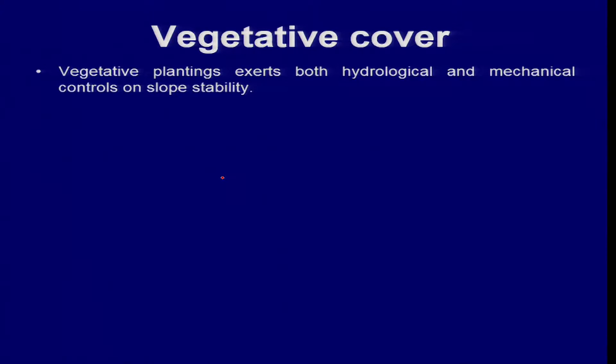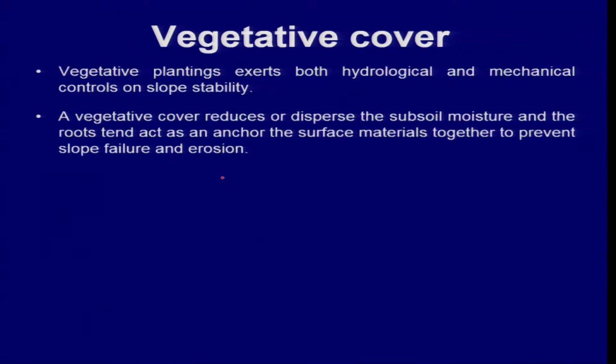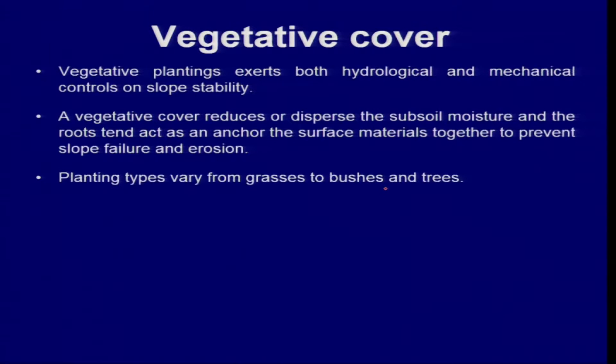Vegetation cover is another way of protecting the slope. So, planting exerts both hydrological and mechanical control on the slope stability. Vegetation cover reduces or disperses the subsoil moisture, and the roots tend to act as an anchor. This is important. The roots anchor the subsurface material together to prevent the slope failure.